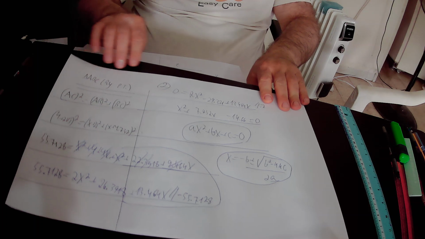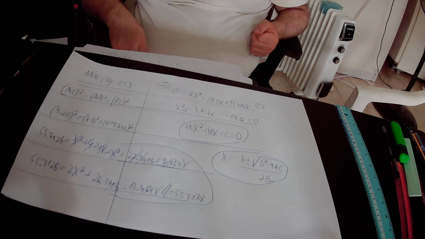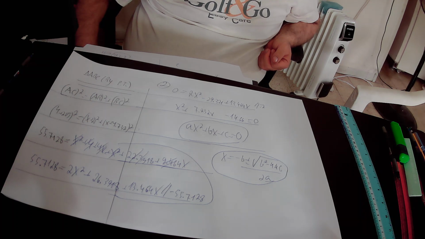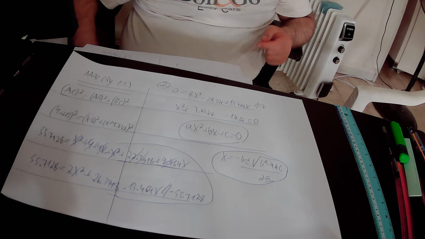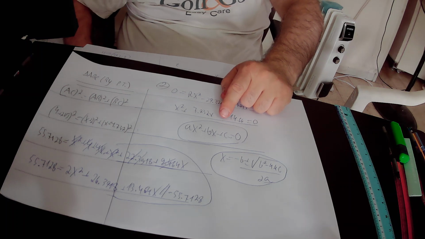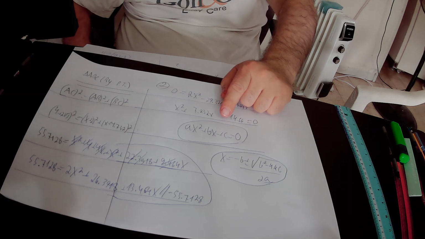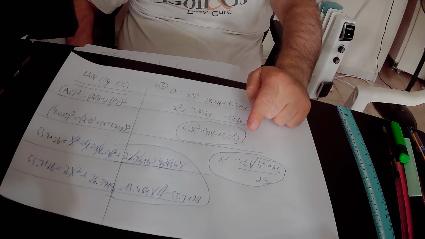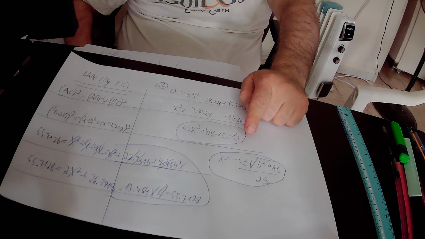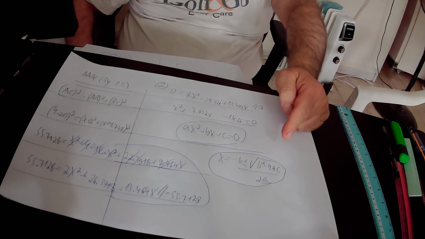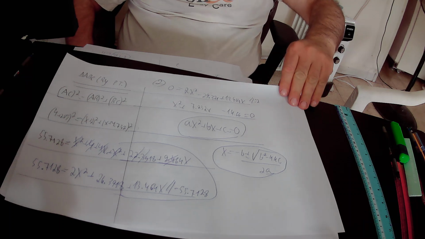And this is a quadratic equation, and the general form of a quadratic equation is ax squared plus bx plus c equals 0. Here a, b, and c are the coefficients of the quadratic equation, and x is the variable that we are looking for. We find the value of x according to the following general formula: x equals minus b plus or minus the square root of b squared minus 4ac, over 2a.